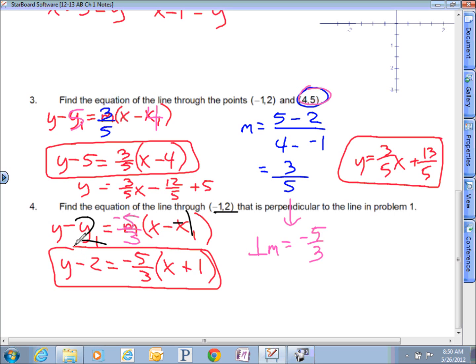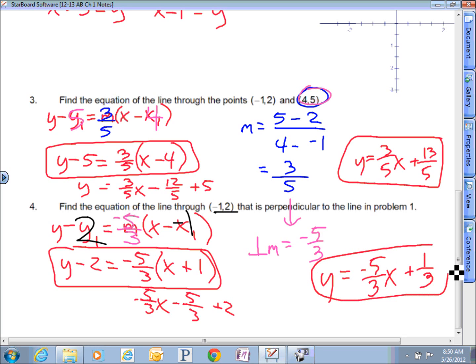And then if you wanted to distribute, how about -5/3 x minus 5/3, and then we'd have to add 2 to the other side. 2 would be the same as 6/3. So another acceptable answer would be y is equal to -5/3 x plus 1/3.